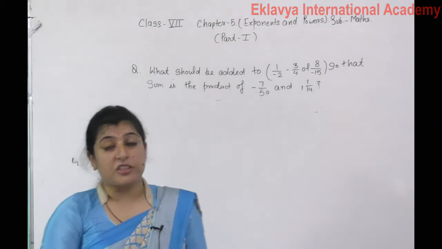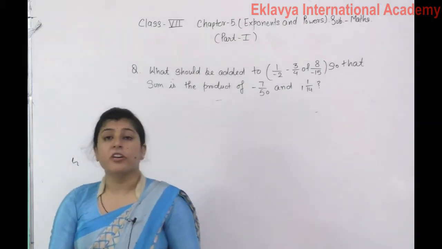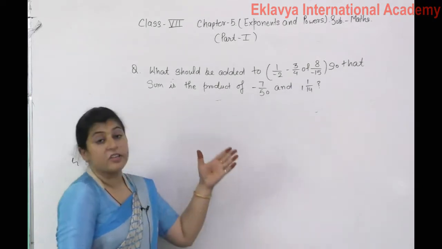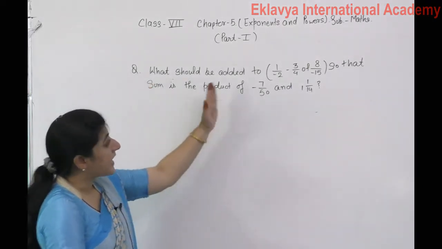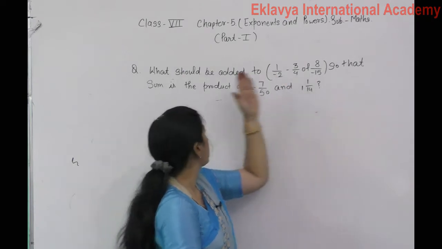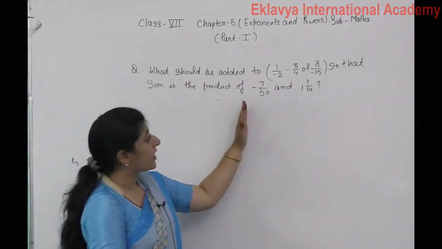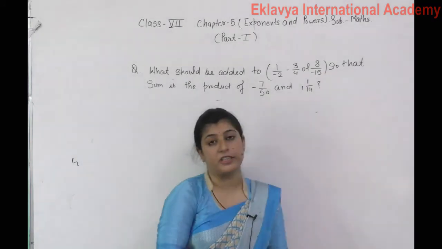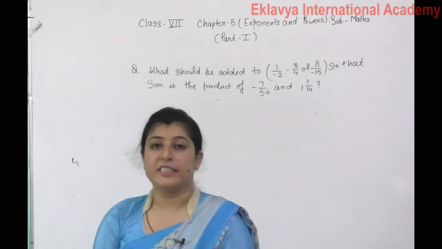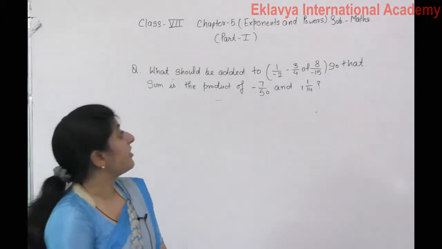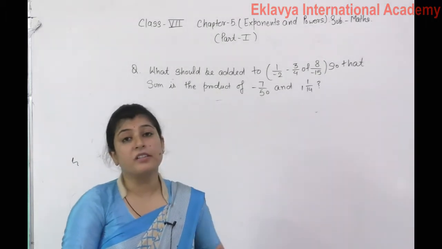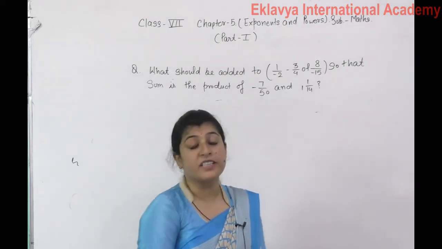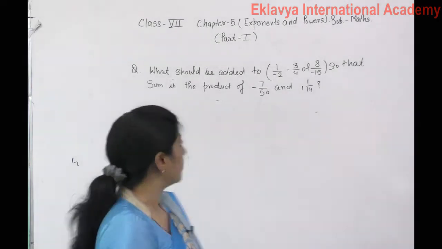In the last lecture we completed our chapter 4, rational numbers, and at the end I gave one question: what should be added to this so that the sum is the product of minus 7 by 50 and 1 by 14? How to solve it? See here again. Then after that we will start our new chapter 5, exponents and powers. Firstly, see how to solve this question.